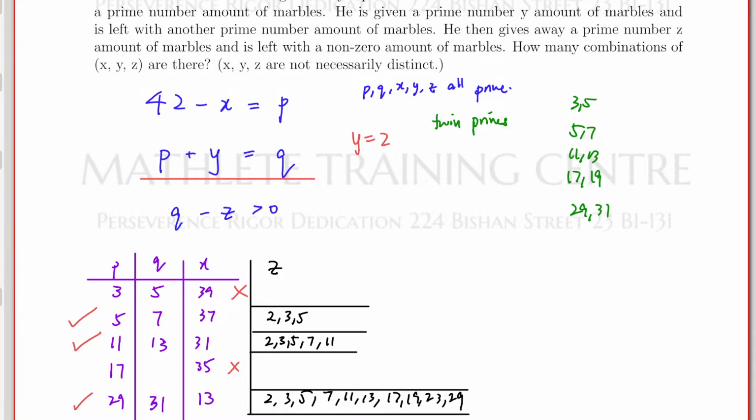How many cases are there? There are 3 for the first one, 5 for the second one, and then 10 for the last one, a total of 18 cases. And that is our answer.